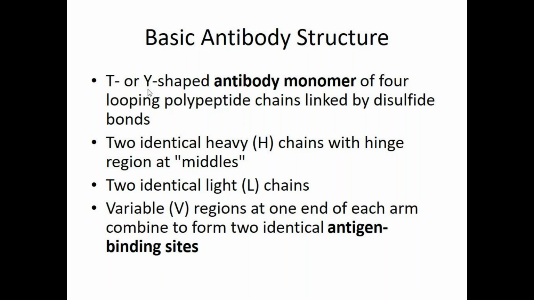Basically, the way that it looks is we've got 4 different chains that collectively give us this sort of Y or T-shaped structure. Some of these chains are longer than others, and we call them heavy chains. Some of the chains are shorter, we call them light chains. And the important part here are the 2 variable regions. That's going to be the part that binds to a specific antigenic determinant. So when we talk about an antibody being specific to a determinant, that variable region is what makes that happen.